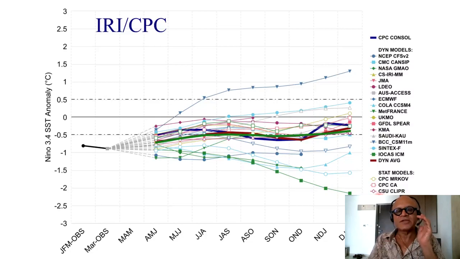So you can see that the various models are starting from the same initial conditions and then going off in very different directions. Negative Nino 3.4 here is of course La Nina, and when it goes positive it is El Nino, and there is one model, BCC CSM, whatever that model is, going gangbusters and saying there is an El Nino coming, whereas most of the others are saying this year is going to stay in a La Nina.